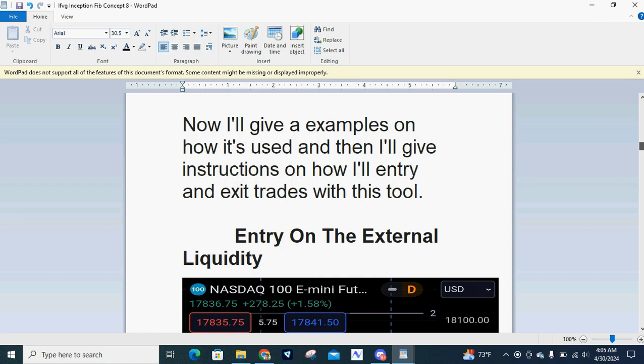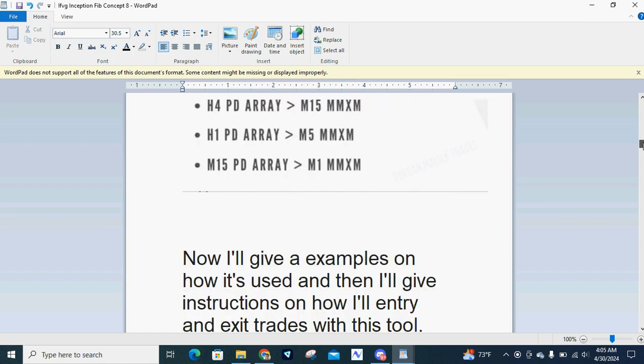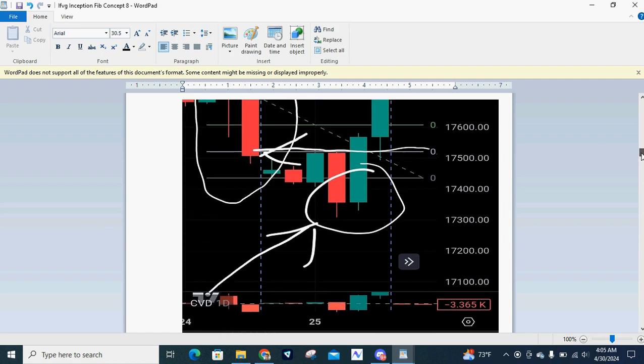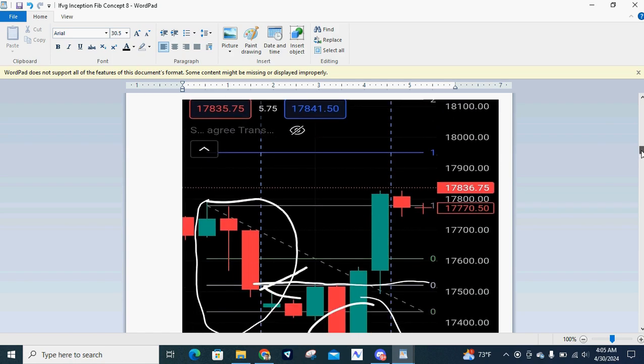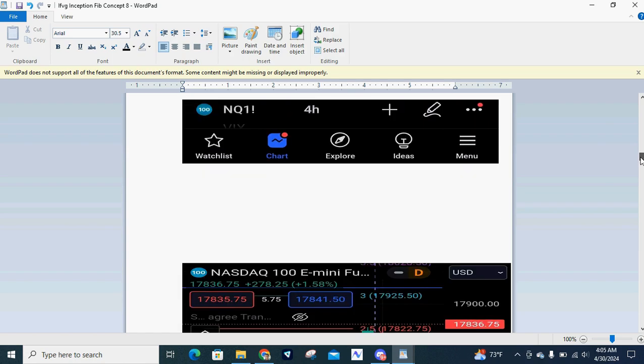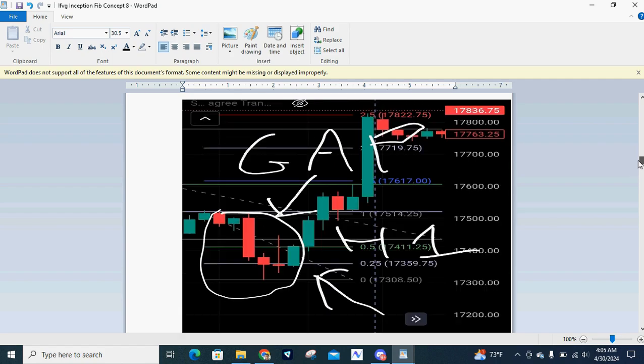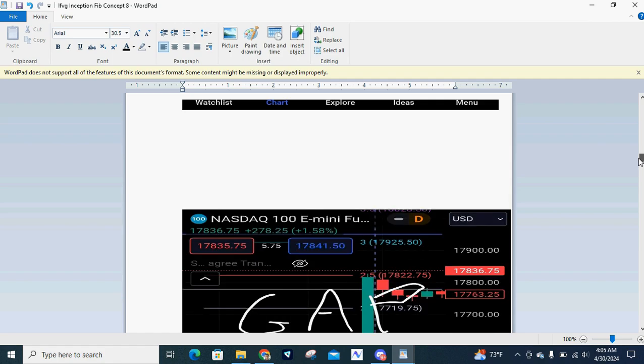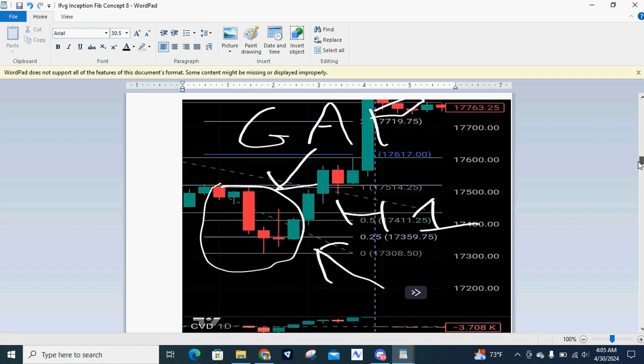Now I'll give you a few examples of it. Okay, right here there's an entry on the external liquidity, as you can see. Then I dialed it down, I think to the 1 hour, which is the external, and then I drew another fib to that level right there.